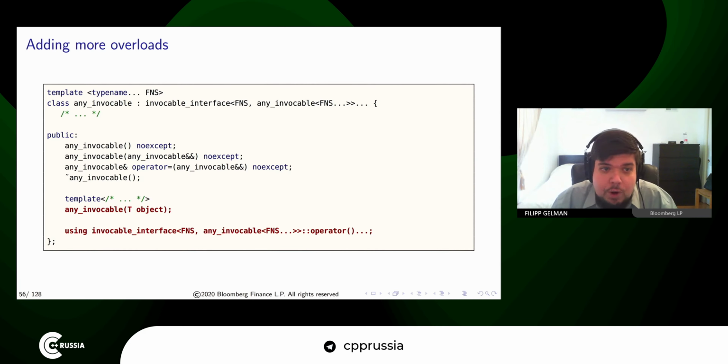So that's what we have so far. And any invocable that is still move only is constructible from any T which supports all the overloads we want to have, and can be invoked according to each of those overloads.